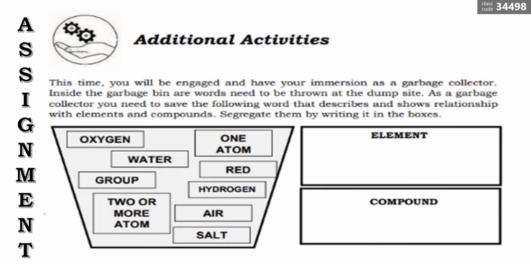Okay, we have also the assignment as additional activities. This time you will engage and have your immersion as a garbage collector. Inside the garbage bin, our words need to be thrown at the dump site. As a garbage collector, you need to save the following words that describe and show relationships with elements and compounds. Segregate them by writing them in the boxes. So we're going to check this in our next meeting. So you're given the garbage bin and the dump site. Okay, so it's very, very easy.